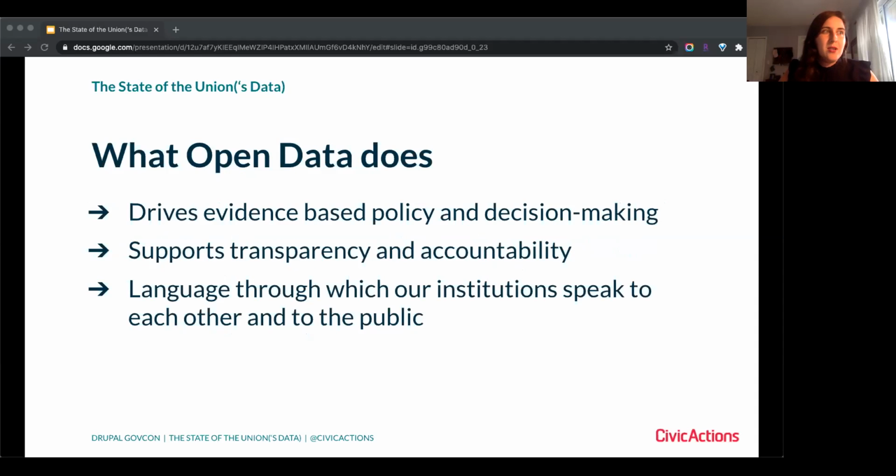All these examples reflect the framework that we at Civic Actions operate under for what open data ideally does. Ideally, open data drives evidence-based policy and decision-making, supports transparency and accountability, and is a language through which our institutions speak to each other and to the public. So this is why it was so important for us to talk to those who are working in open data.